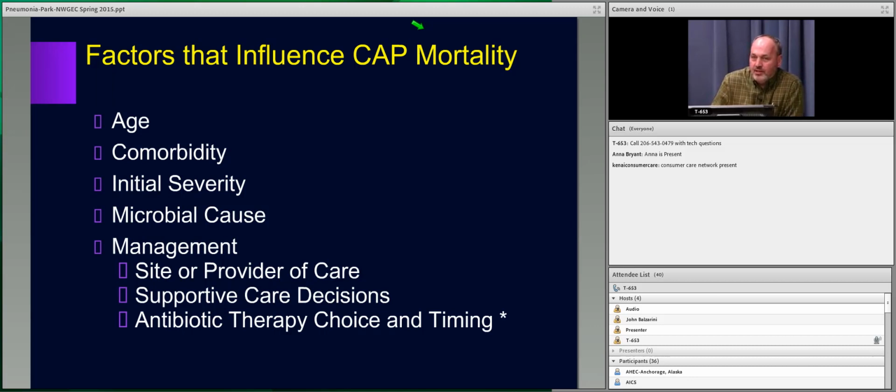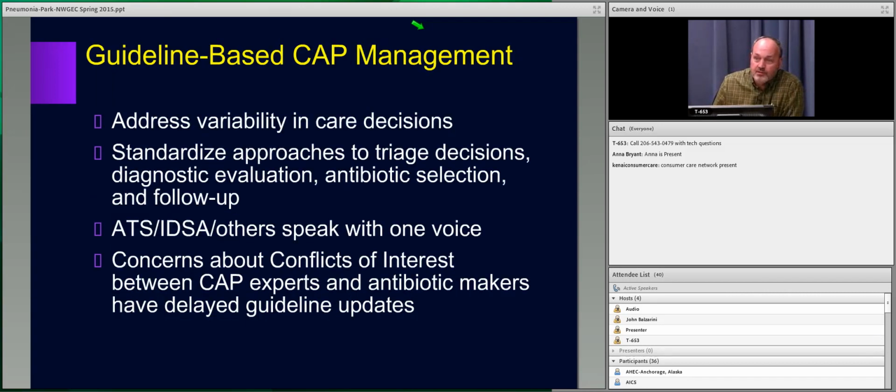But we can change their site of care, their care provider, supportive care decisions, and antibiotic therapy choice and timing. Sooner the better. It better be the right one. Okay? So the management section here is what we need to focus on in terms of optimizing things.